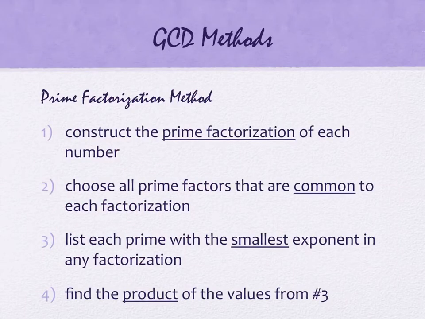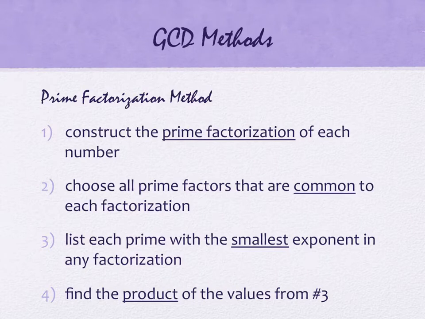This is the one, prime factorization, that I remember from school most commonly. So first you're going to construct the prime factorization of each number. You break it down into all of its primes, which is what we did in the last section, right? Break it down into all the primes with powers. And then you choose the prime factors they have in common, and list each of those primes with the smallest exponent.